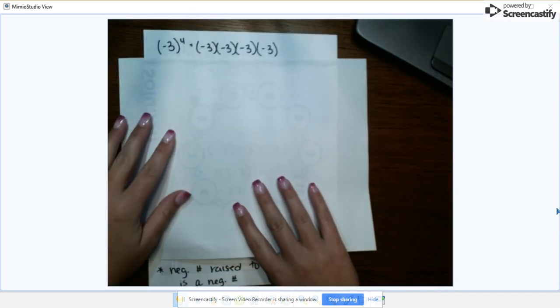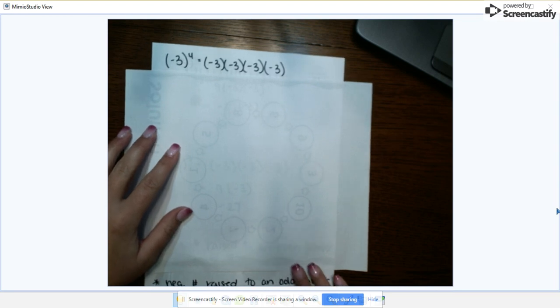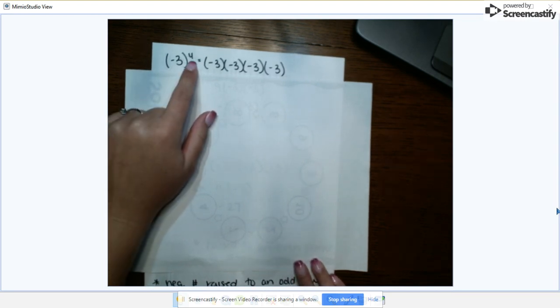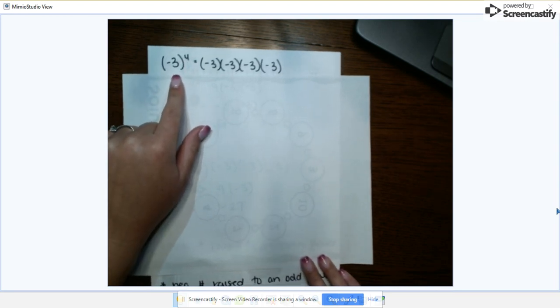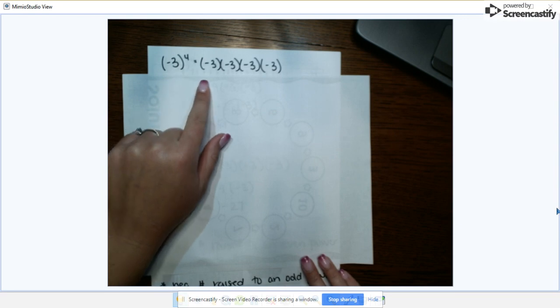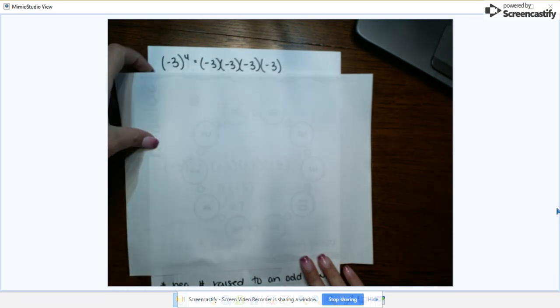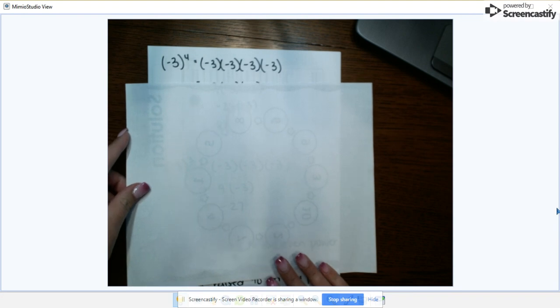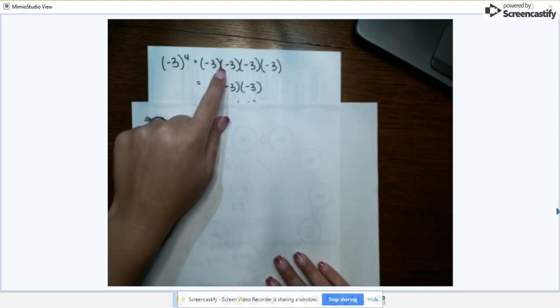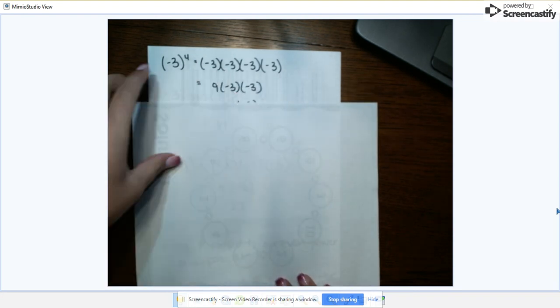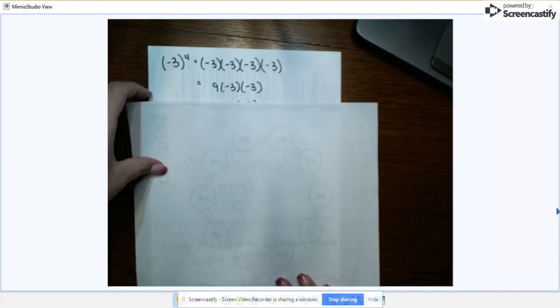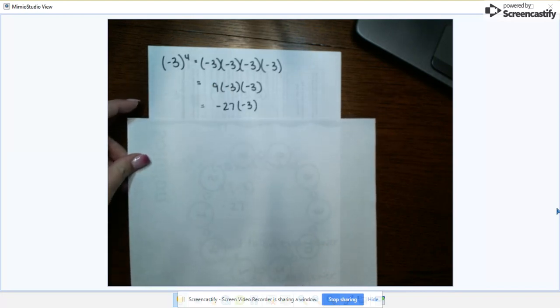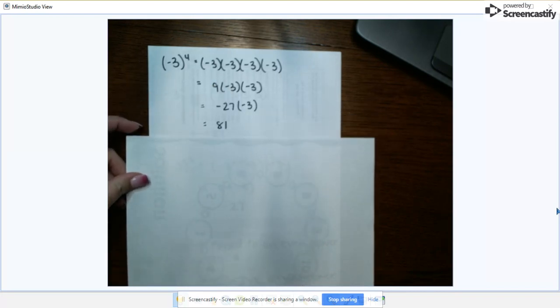Okay, here is another rule. We're going to look at taking a negative base to a power. So -3 to the 4th means that I'm going to take -3 and multiply it through 4 times. So it looks like that. Now I'm just going to multiply left to right. So -3 times -3 is a positive 9. Then 9 times -3 is a -27. And then a negative times a negative gives me a positive 81.